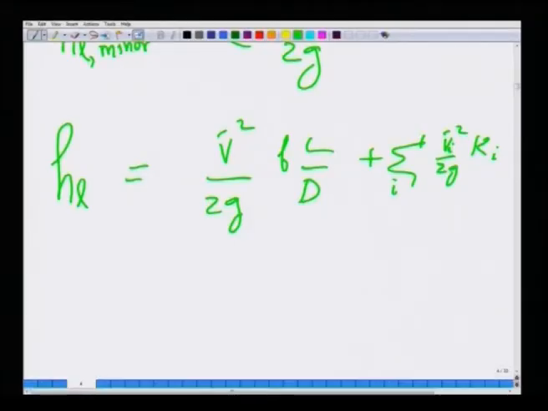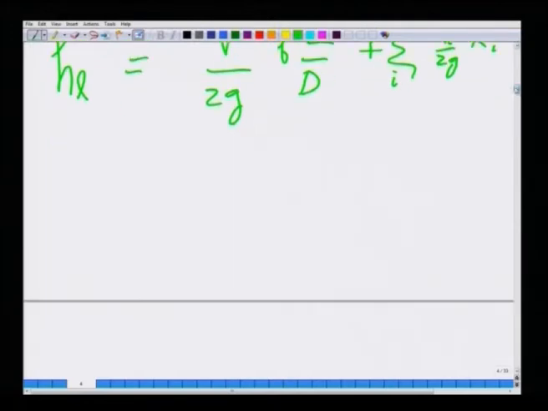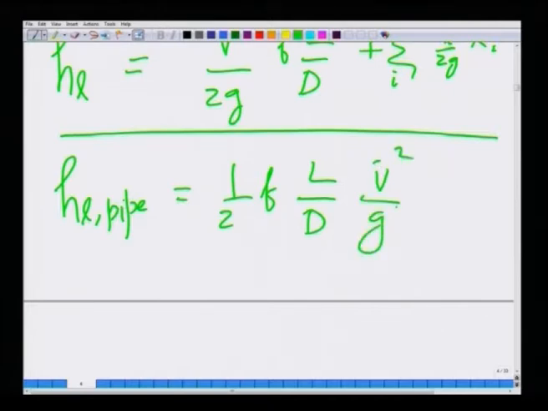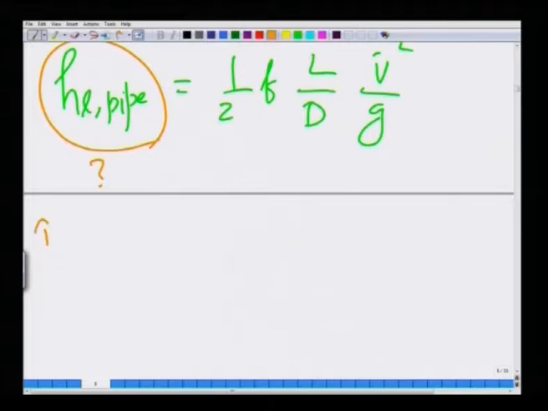When you want to compute the losses, there is a small detail that one has to understand properly. Suppose we are interested in computing the major loss. So, h_L pipe is nothing but f L by D times V squared by 2g. Now, when can we calculate h_L pipe? There are three types of questions that can occur.